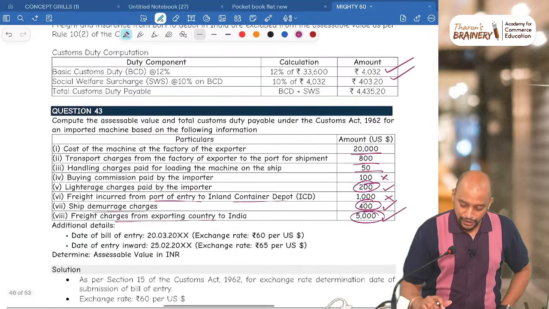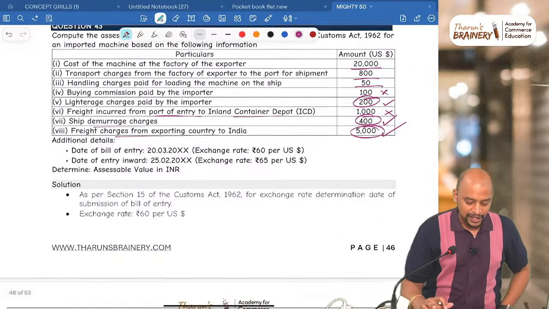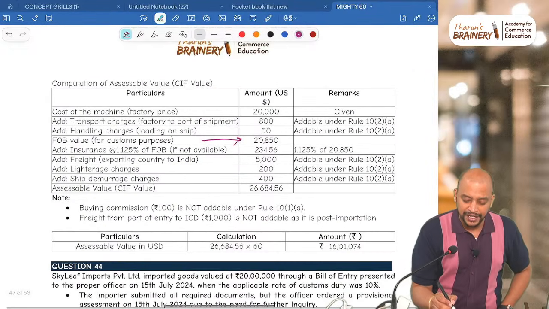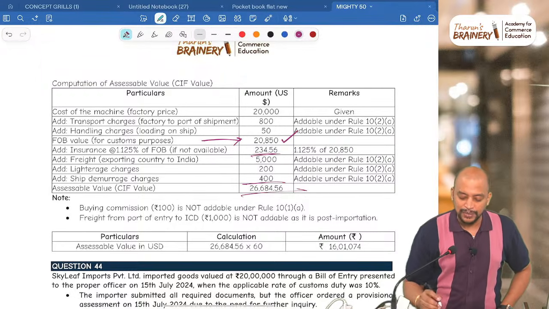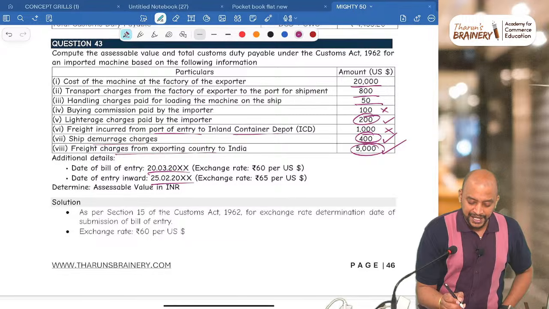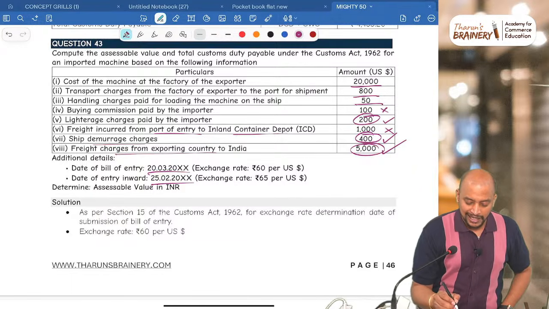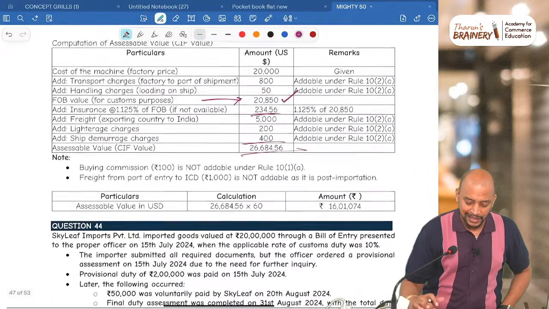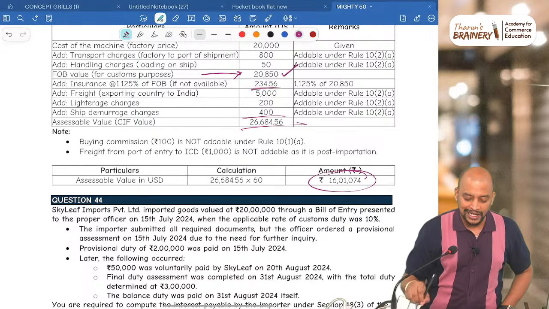And insurance also should be taken. What is the insurance? Not given. So 1.125% of 20,850, that is 234.56. Total will be 26,684.56. Bill of entry, exchange rate is given. So which date should be taken? Bill of entry, 60 rupees should be taken. Convert into 60 rupees, you will get the assessable value.